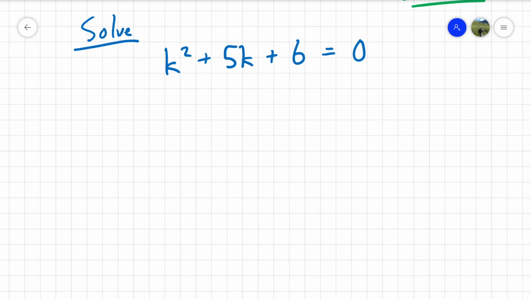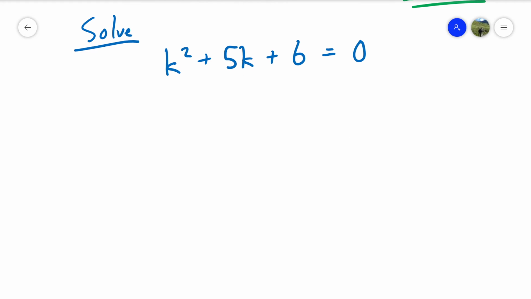Have a look at this, pause the video, see if you can solve it. And if you've just come back and you couldn't do it, here's a couple of clues. We've already done this question twice, exactly the same question, but instead of being k, it was x. Does that help? Okay, now, so the answers are k equals minus 2 or k equals minus 3.